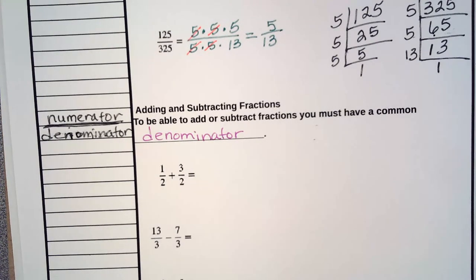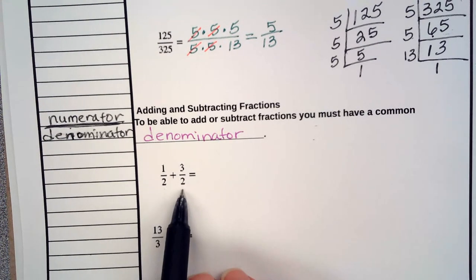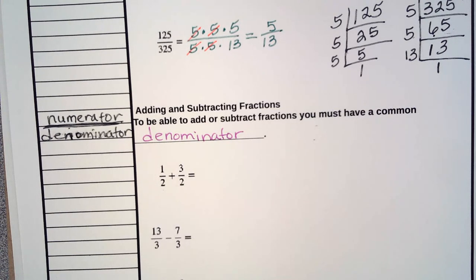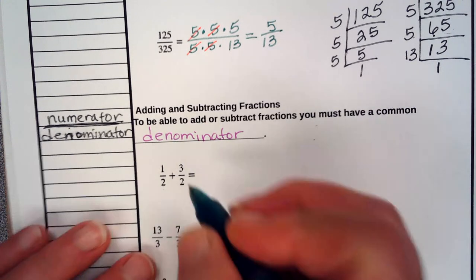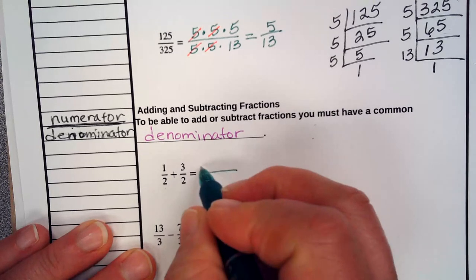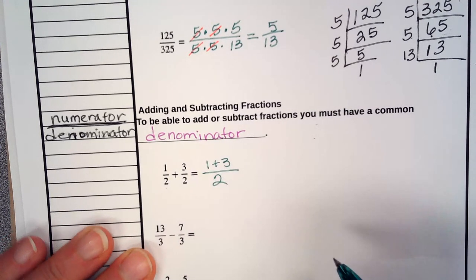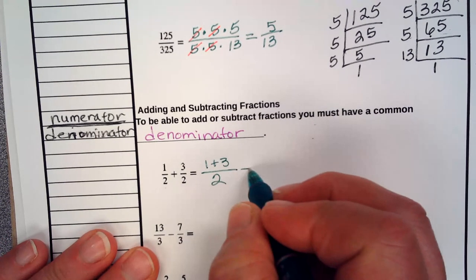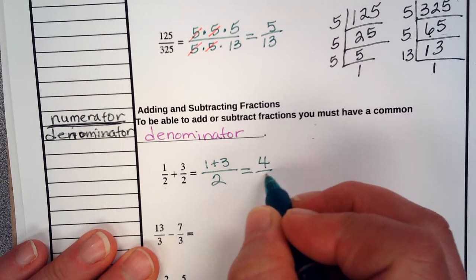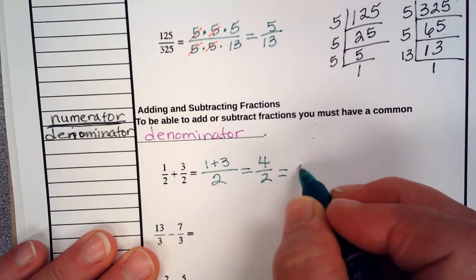So the first one is easy. I look, I've got 2 at the bottom on both. So that tells me all I have to do is to add the top numbers together. Okay. 1 plus 3 is 4. When I divide 4 by 2, I end up with 2.